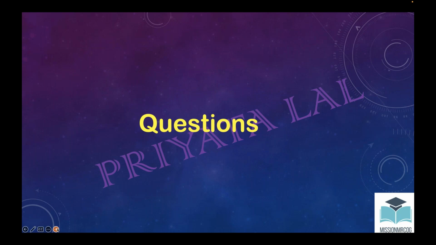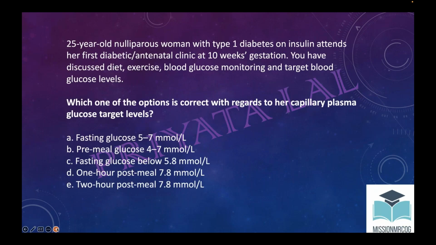Okay, so now you can do the questions. I have put a few questions for the guideline revision. A patient with type 1 diabetes attends the clinic at 10 weeks. You have discussed diet, exercise, glucose monitoring and target blood glucose levels. Which one option is correct with regards to her plasma glucose target levels?